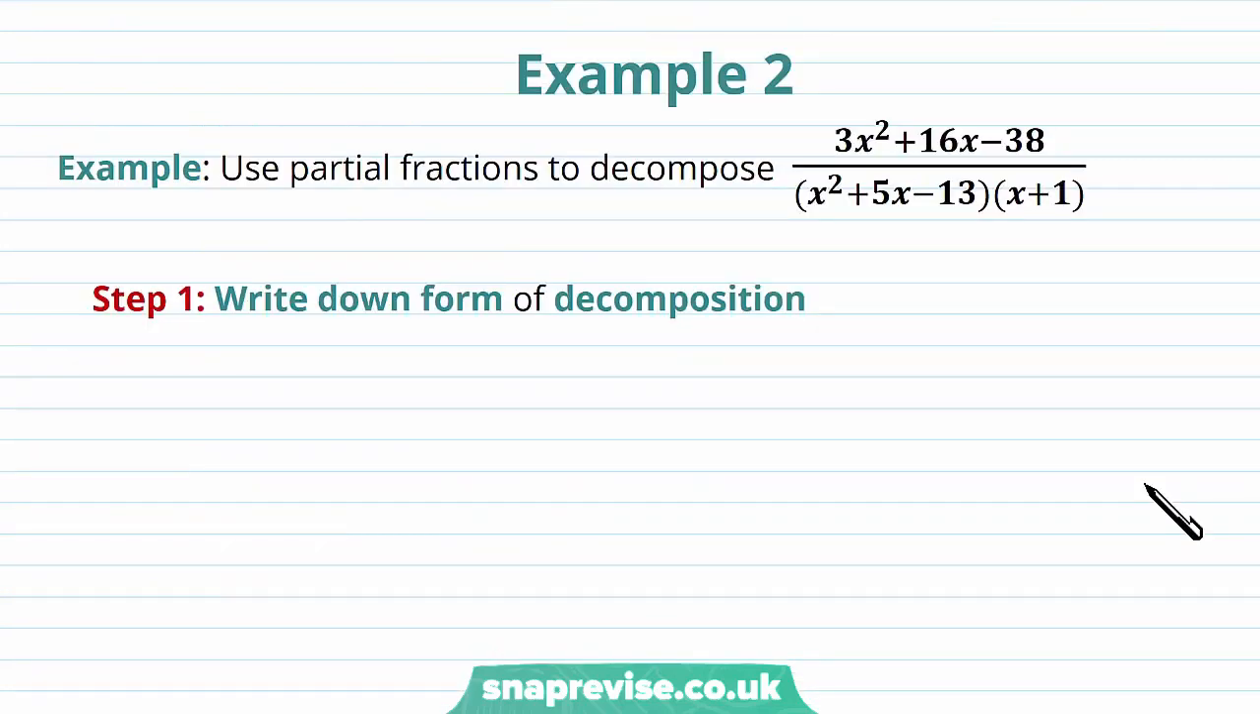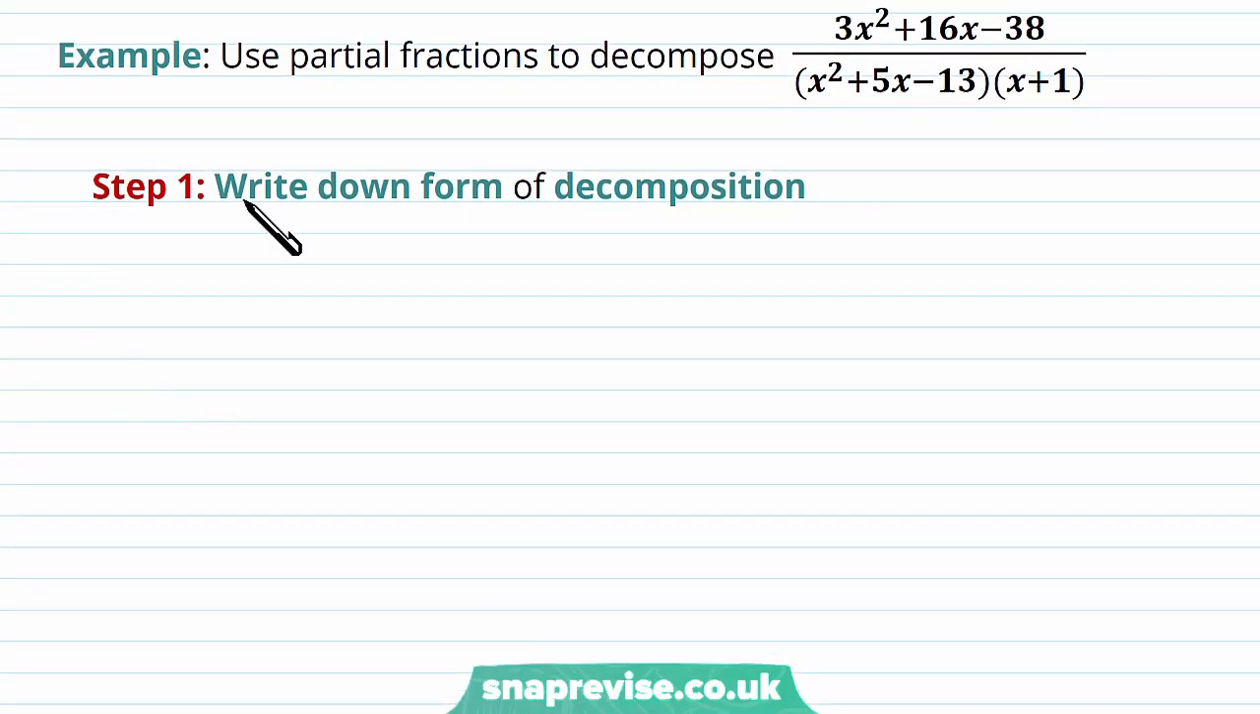Our second example asks us to use partial fractions to decompose 3x squared plus 16x minus 38 over x squared plus 5x minus 13 multiplied by x plus 1. Now notice here that x squared plus 5x minus 13 cannot be easily factorised, and therefore we're going to treat it as a quadratic factor.